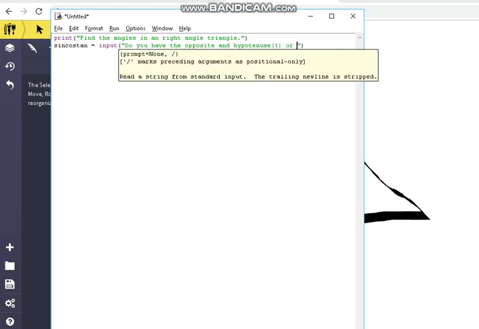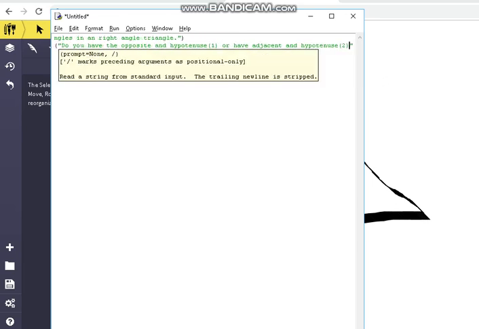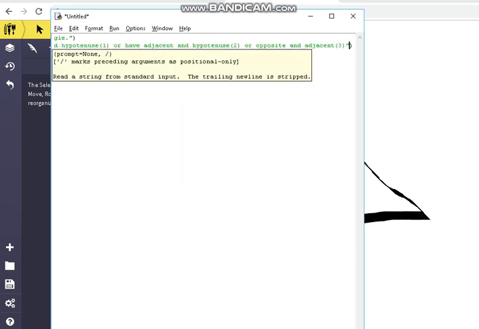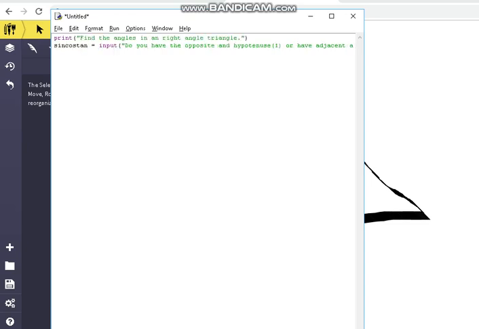or have adjacent and hypotenuse, which we will put as 2, or opposite and adjacent, which is your third option. And then we put a question mark here as a placeholder.